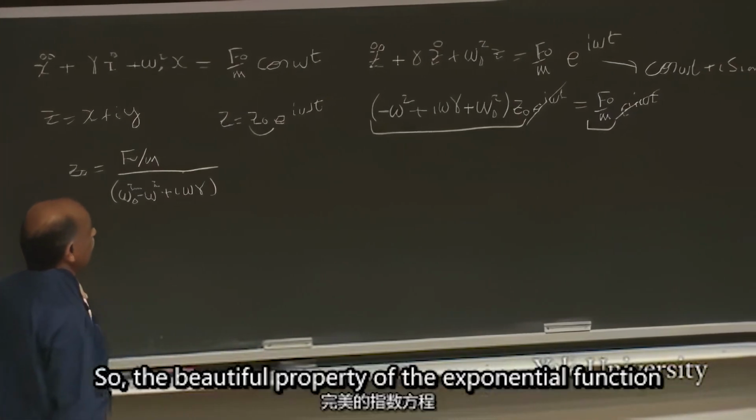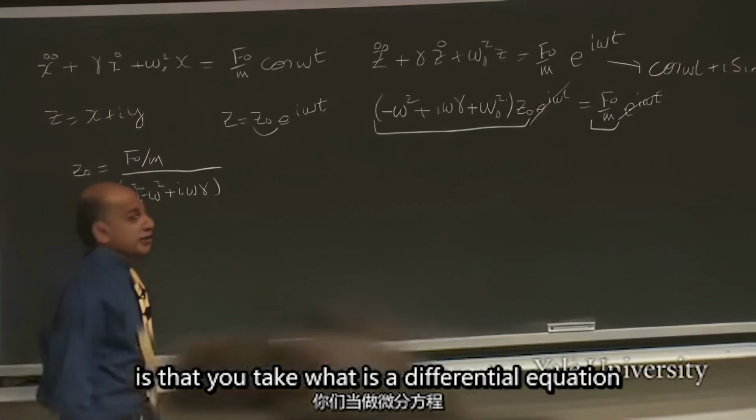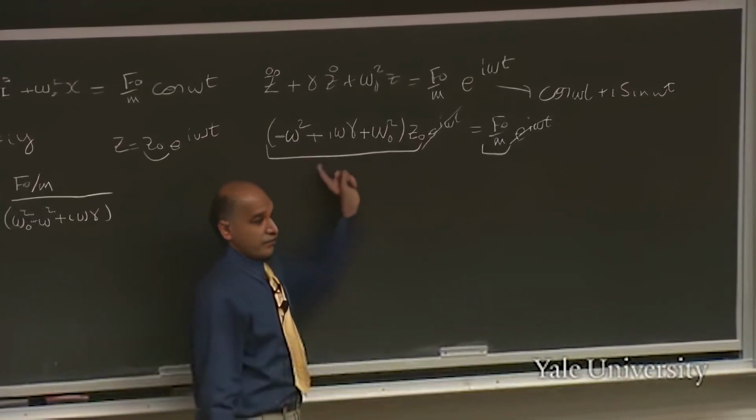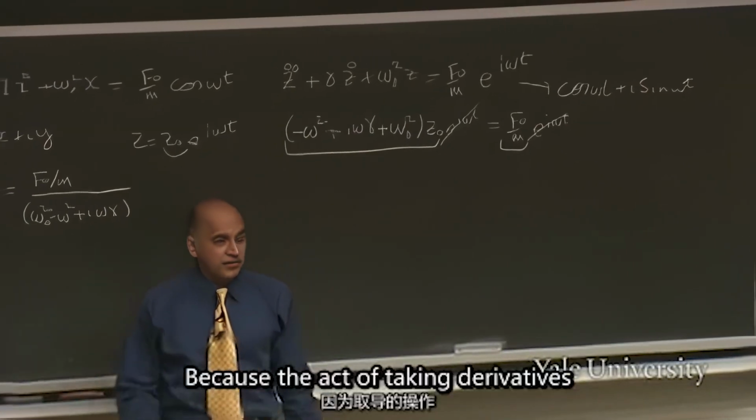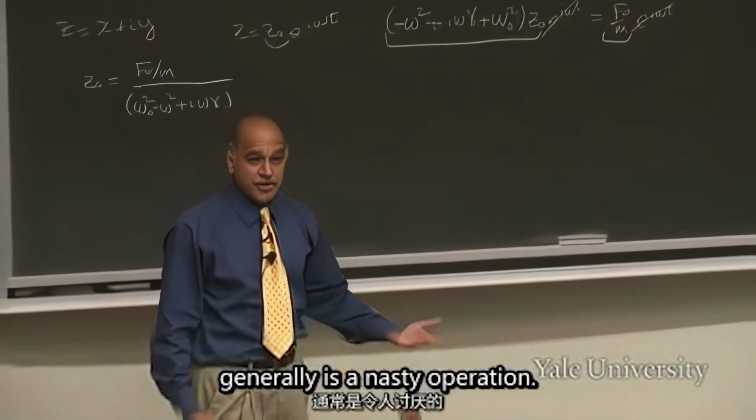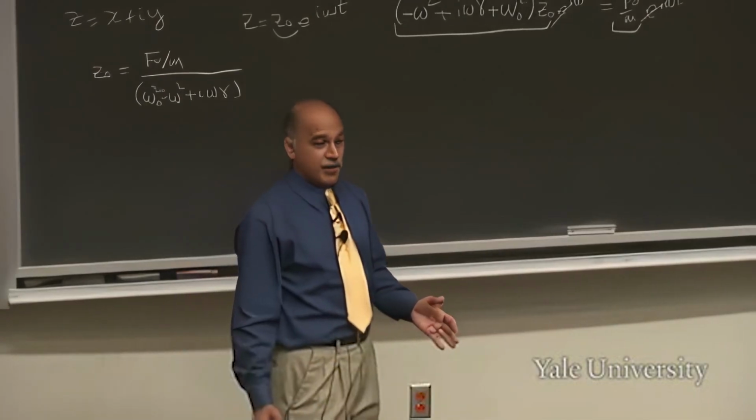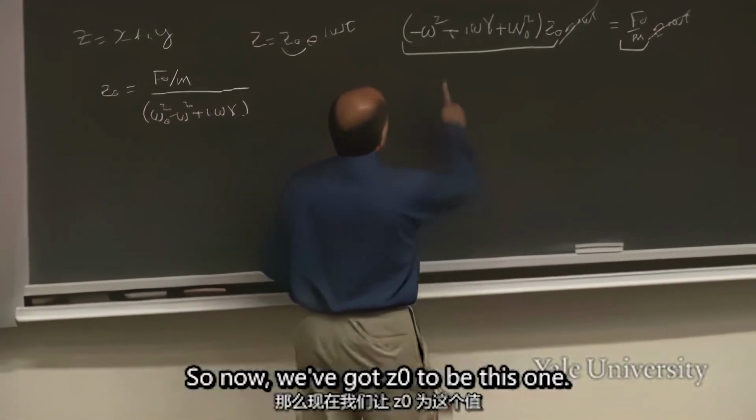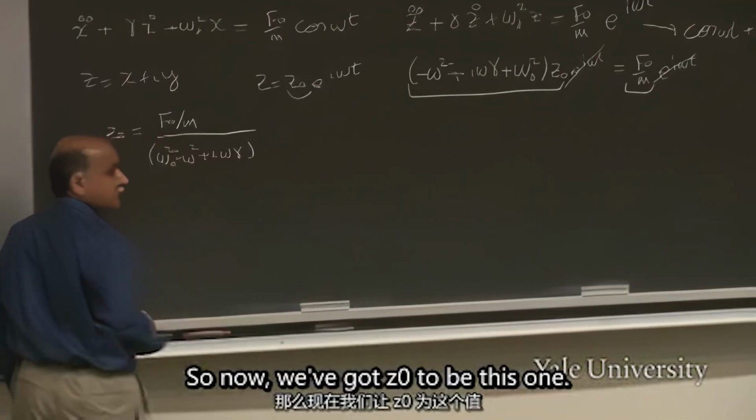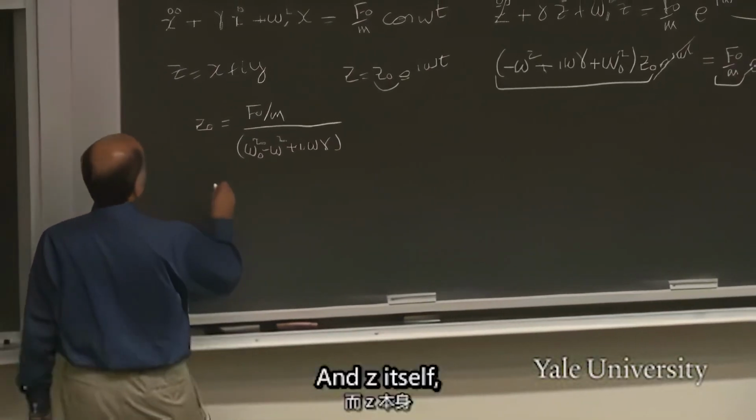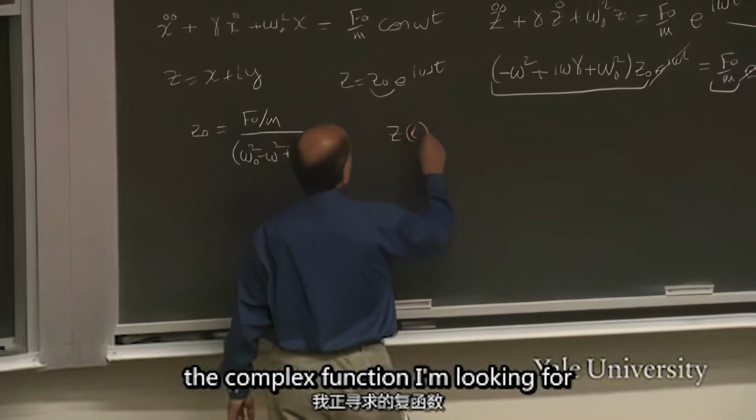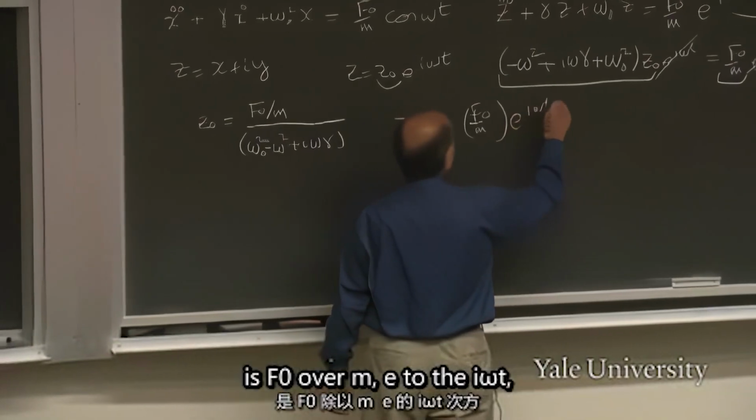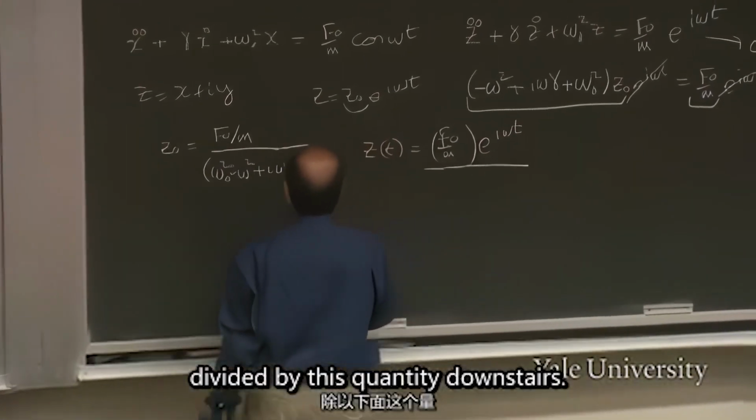So the beautiful property of the exponential function is that you take what is a differential equation and turn it into an algebraic equation, because the act of taking derivatives generally is a nasty operation. Sines become cosines, x cubed becomes 3x squared, but exponential remains the exponential. That's the property you're trying to exploit here. So now we got z naught to be this one. And z itself, the complex function we're looking for, is f naught over m e to the i omega t divided by this quantity downstairs.